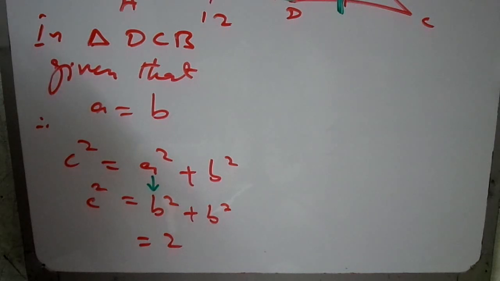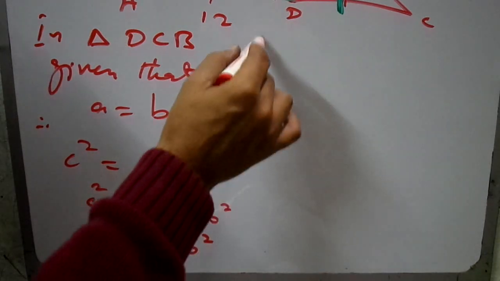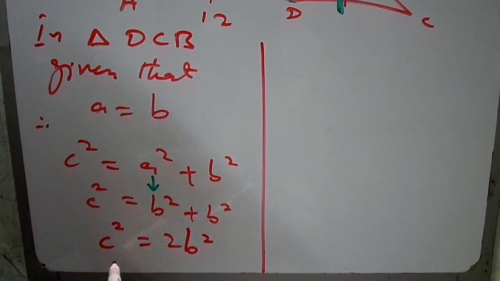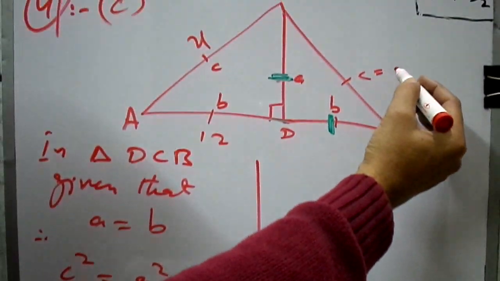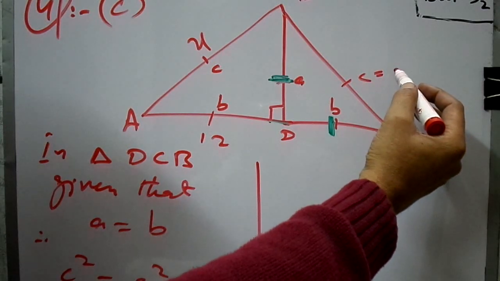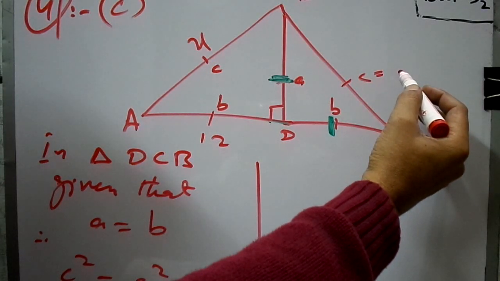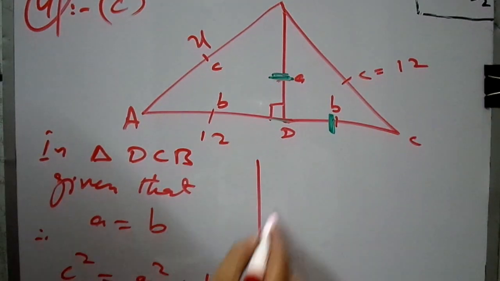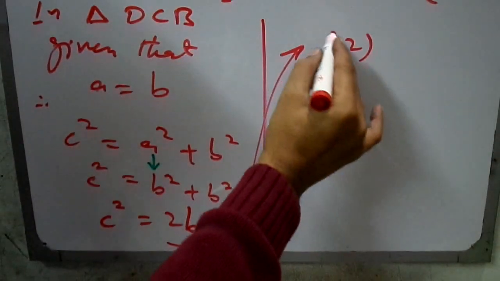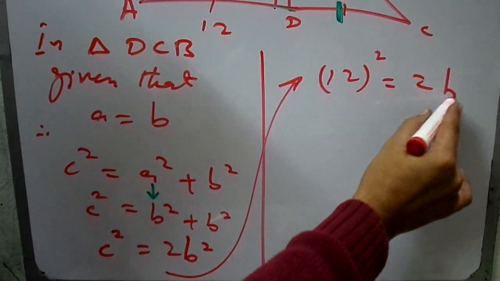So the value of 2B square is equal to C square. So you have to solve further. What is the value of C? You know, in the C portion in your textbook, the value is given, that is 12. So here you have 12 whole square is equal to 2B square.